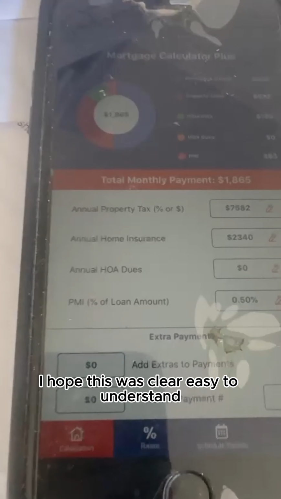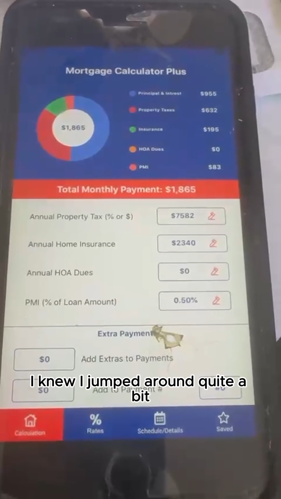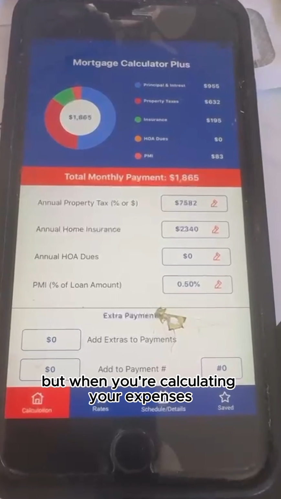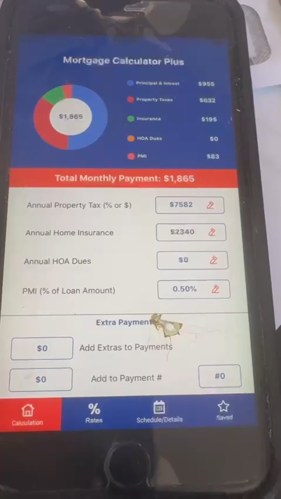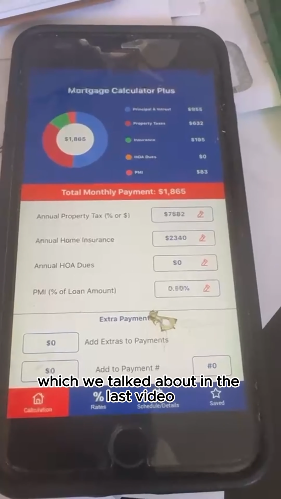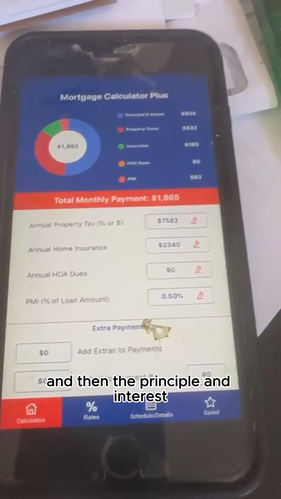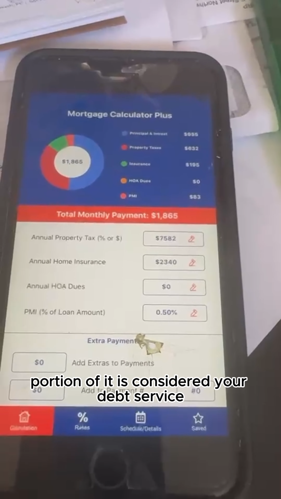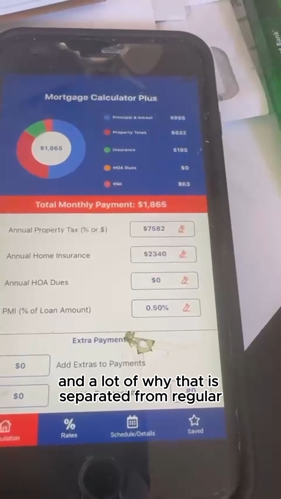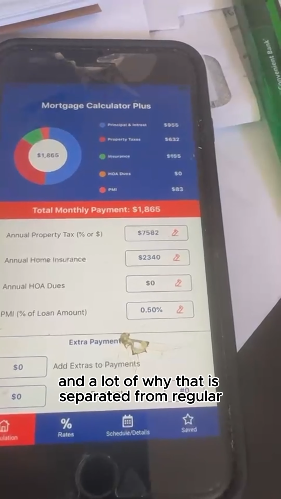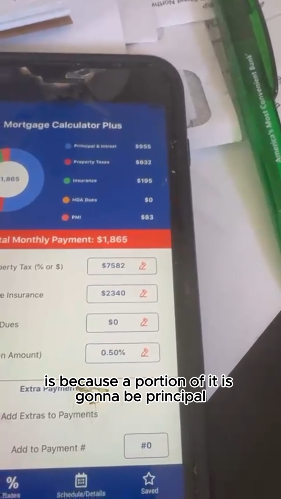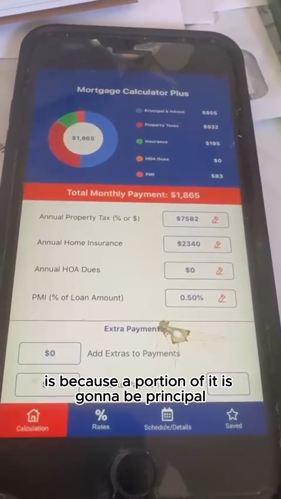I hope this was clear and easy to understand. I knew I jumped around quite a bit, but when you're calculating your expenses, you're going to have your operating expenses, which we talked about in the last video, and then the principal and interest portion of it is considered your debt service. And a lot of why that is separated from regular operating expenses is because a portion of it is going to be principal.